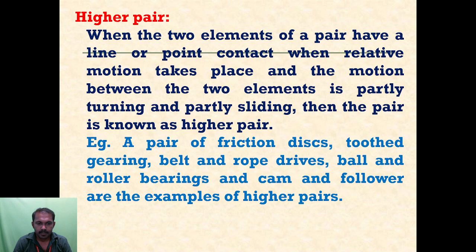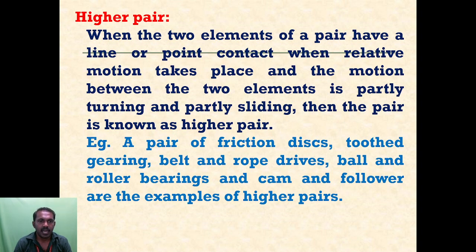Next, higher pair. When the two elements of the pair have line or point contact with relative motion taking place, and the motion between the two elements is partially turning or partially sliding, this pair is called a higher pair. For example, the pair of friction disc, tooth gearing, belt and rope drive. So these are examples of a higher pair.